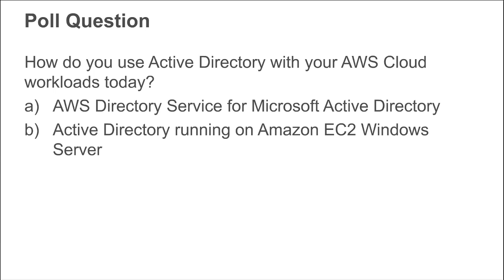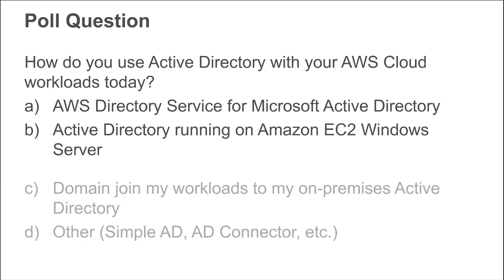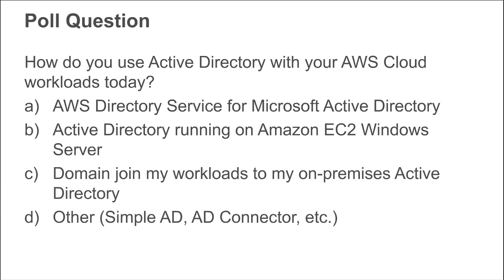You can domain join your workloads to your on-prem, or you can use other practices. Either not use Active Directory, or use one of the services such as AWS Directory Service Simple AD or AD Connector, which are also valid options.